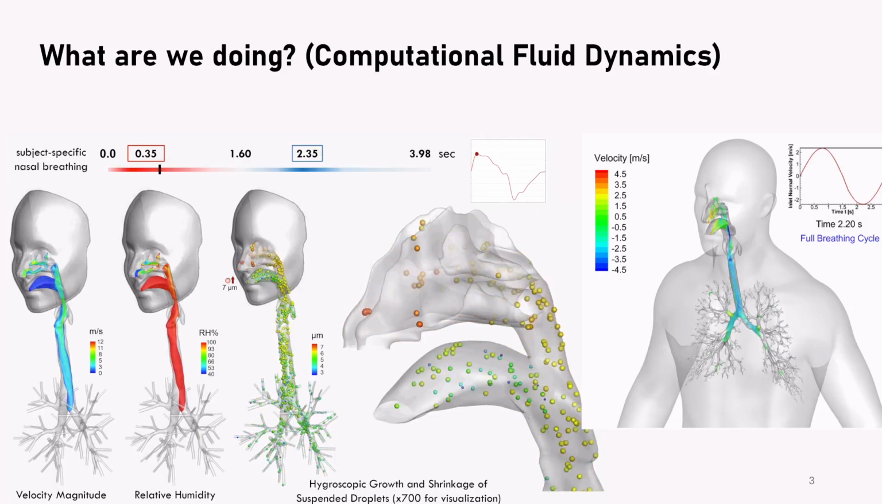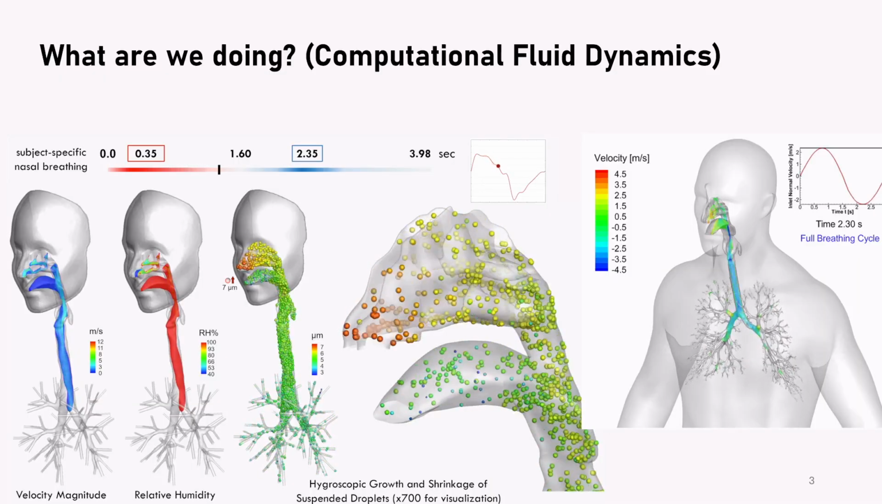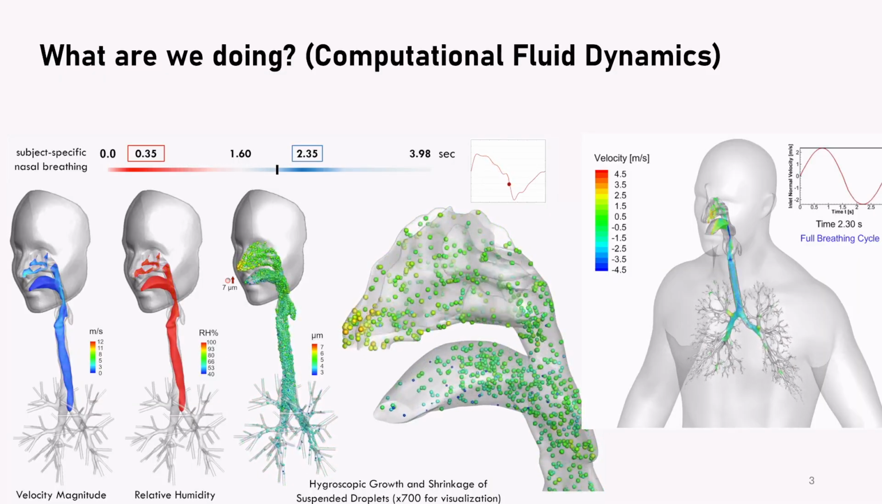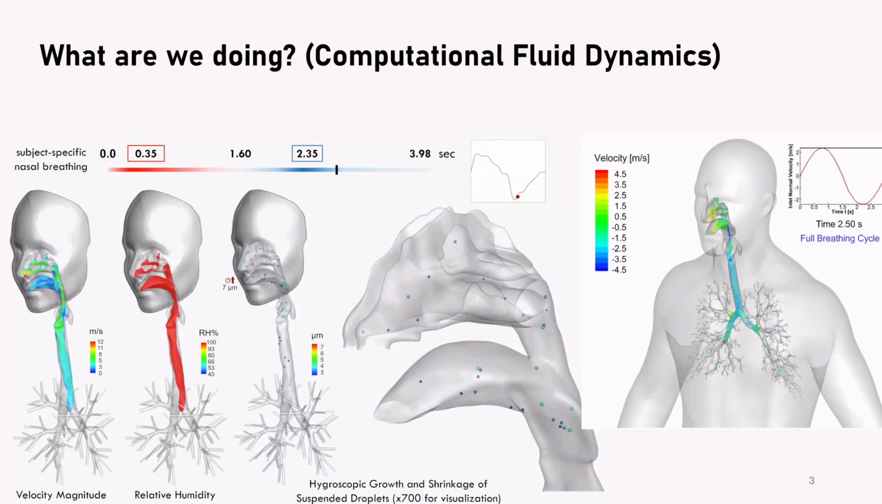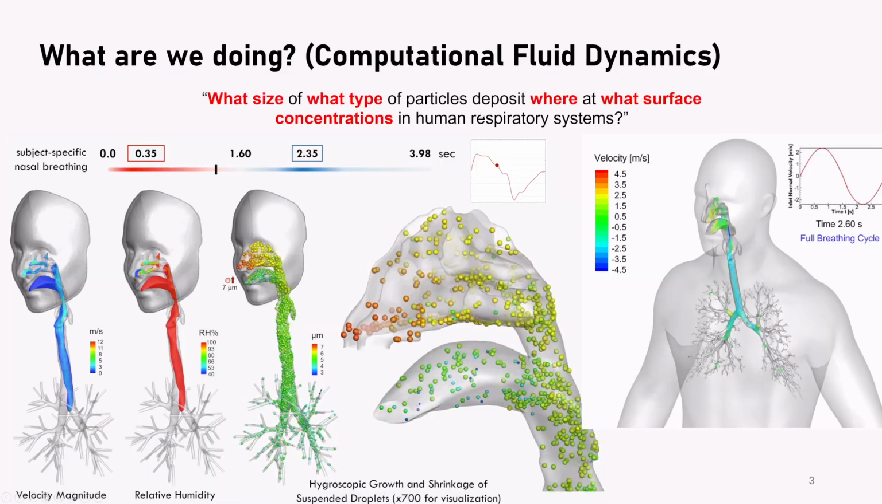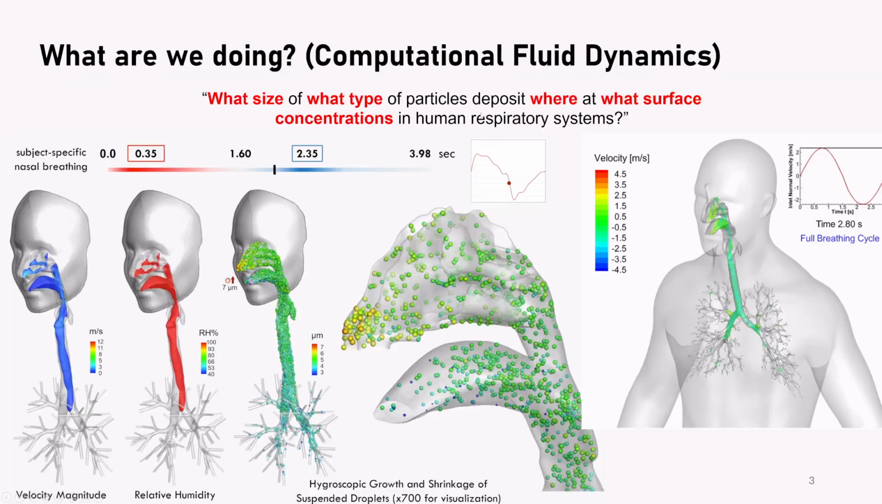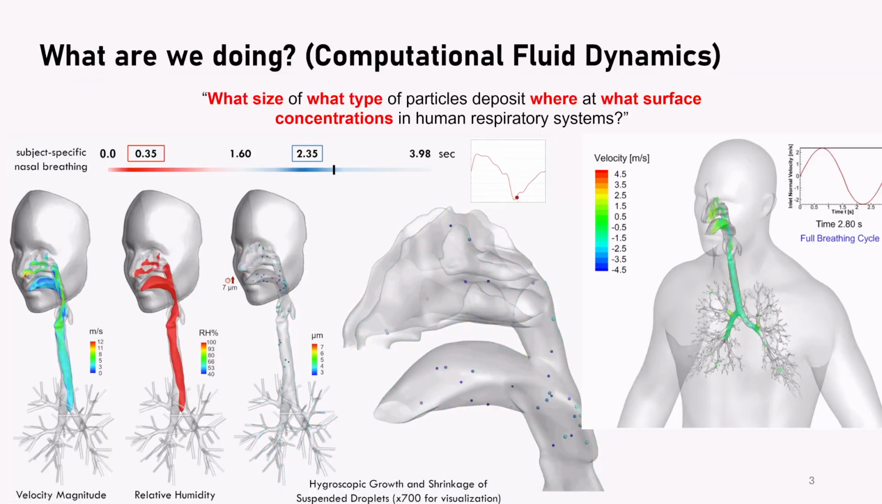We are trying to capture the lung deformation, especially thinking about how, if people have lung diseases, their breathing capability is different from healthy people, and how we can use this first-principle-based model to capture that effect. What we care about is mostly the question I listed above: what size and what type of particles deposit where, and at what surface concentration, in the human respiratory system?